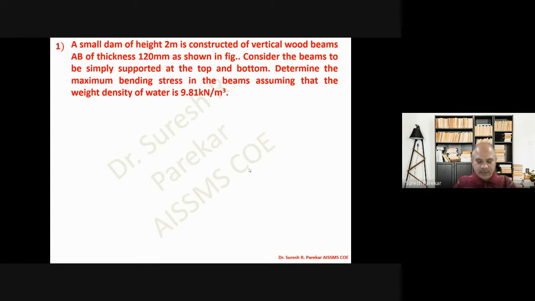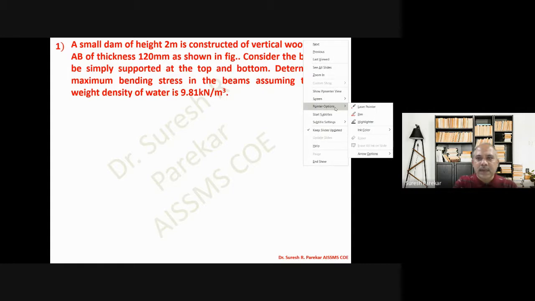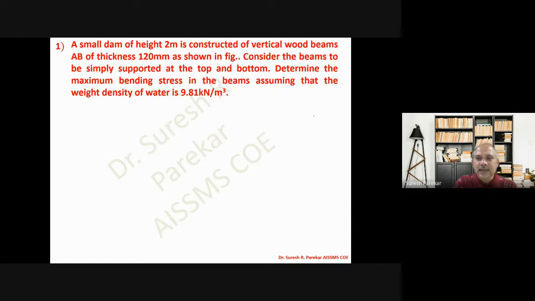Now you can see we have first a small dam of height 2 meter constructed of vertical wood beams AB of thickness 120 millimeter as shown in figure. Consider the beam AB simply supported at top and bottom, and we have to determine the maximum bending stress.